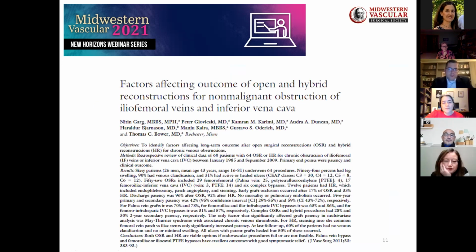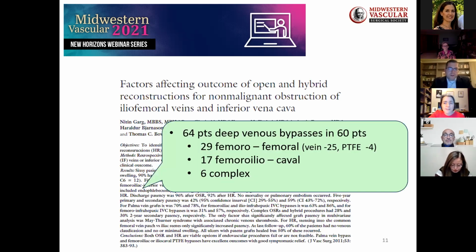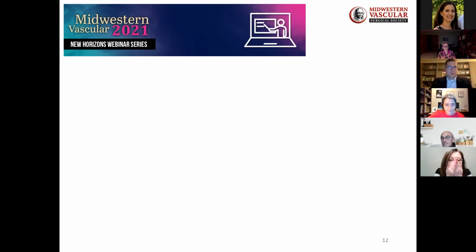So this is a paper from our institution that looked at factors affecting the outcome of open venous reconstructions for benign obstructions of the IVC and iliofemoral veins. They looked at 60 patients who underwent 64 deep venous bypasses. 29 of those were cross-pubic femoral grafts, 25 using vein and 4 using PTFE, 17 femoral or iliac cable grafts, 3 with vein and 14 with PTFE, and then 6 complex reconstructions.